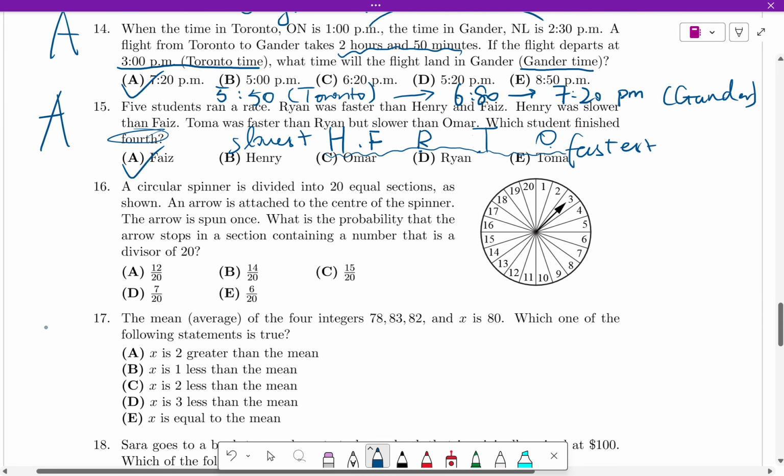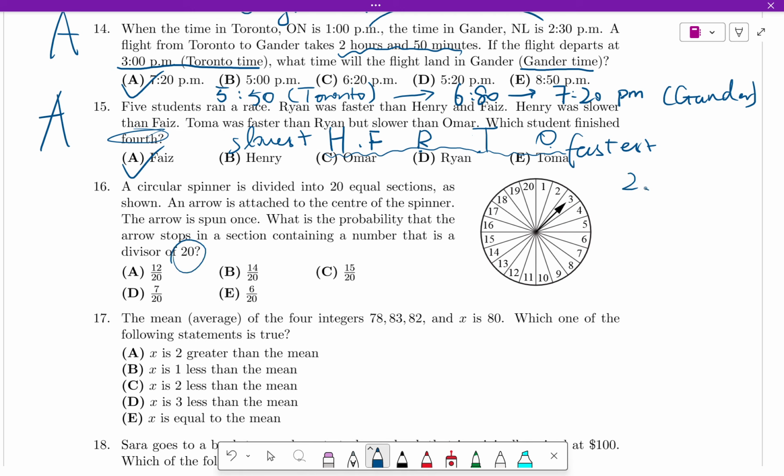Question 16. A circular spinner is divided into 20 equal sections as shown. An arrow is attached to the center of the spinner. The arrow is spun once. What is the probability that the arrow stops in a section containing a number that is a divisor of 20?